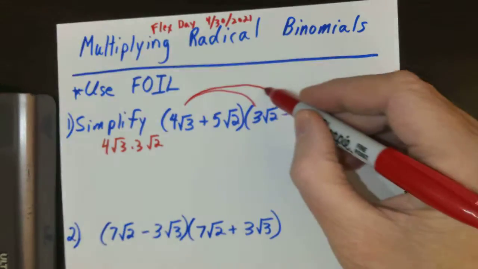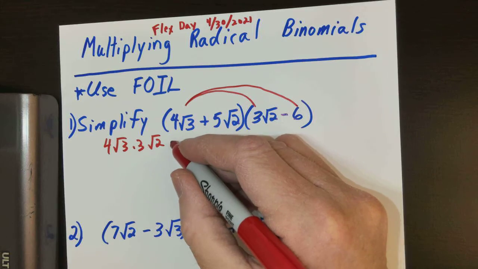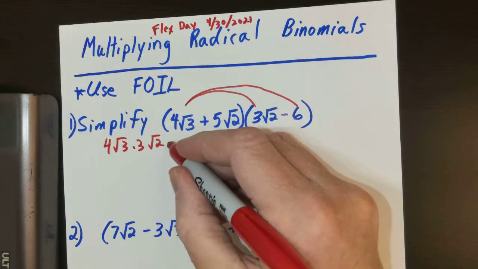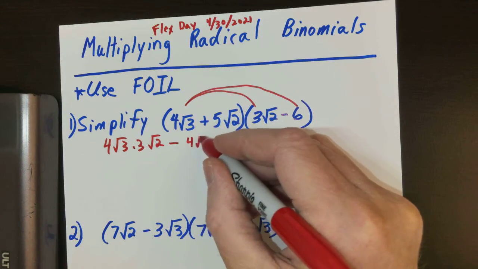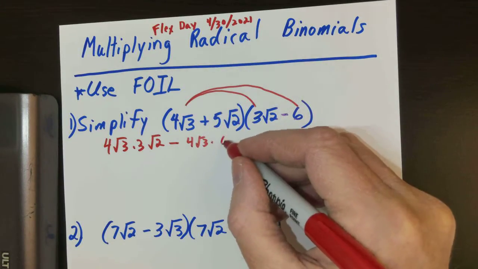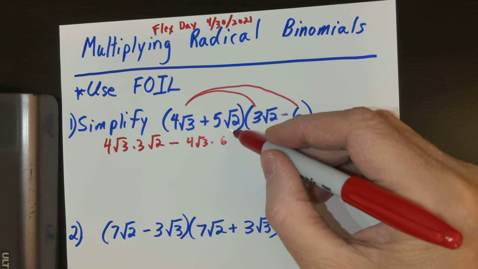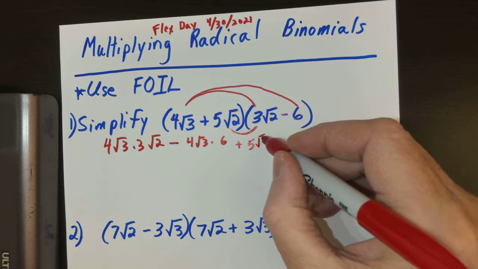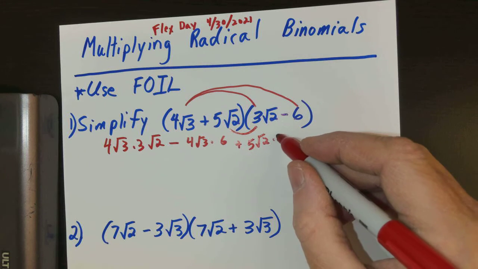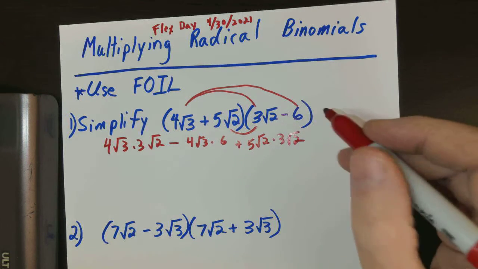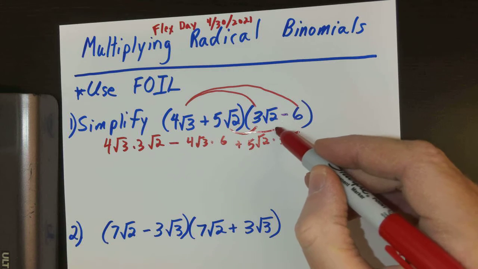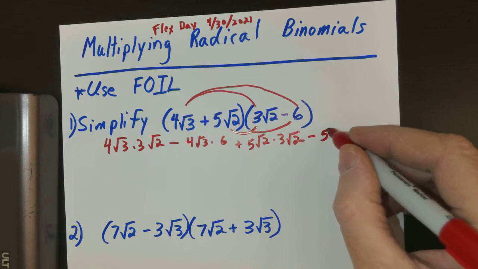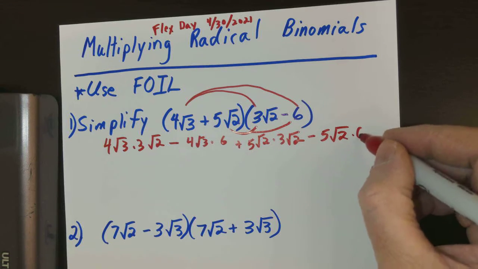Now the outside, it's a positive times a negative, so it's negative 4 radical 3 times 6. Inside, that's a positive times a positive, so that's plus 5 radical 2 times 3 radical 2. And then last, that's a positive times a negative. So I'm going to write minus 5 radical 2 times 6.